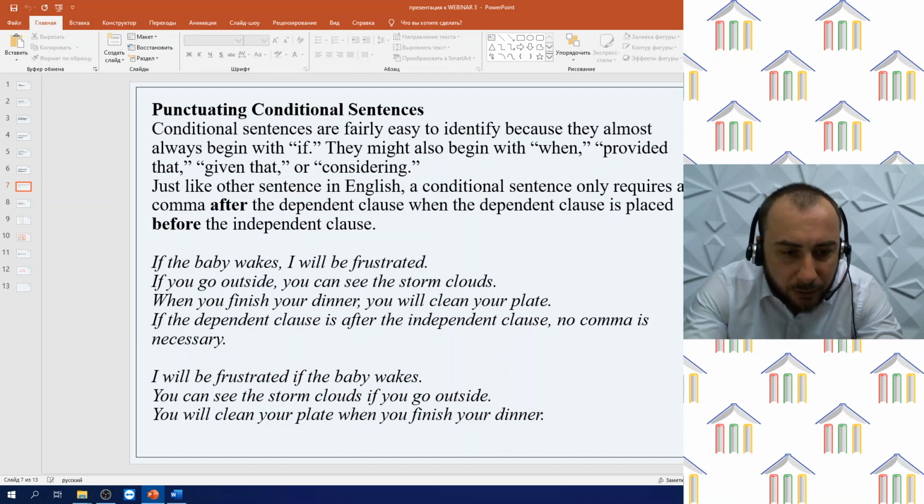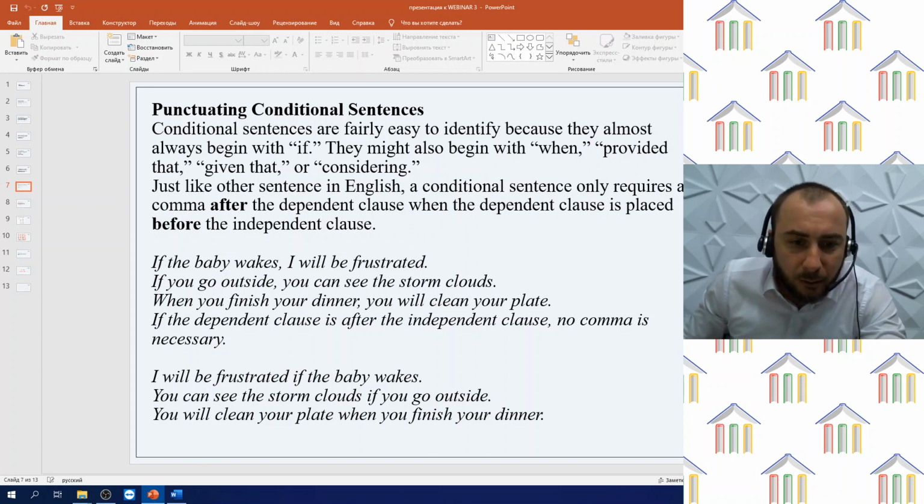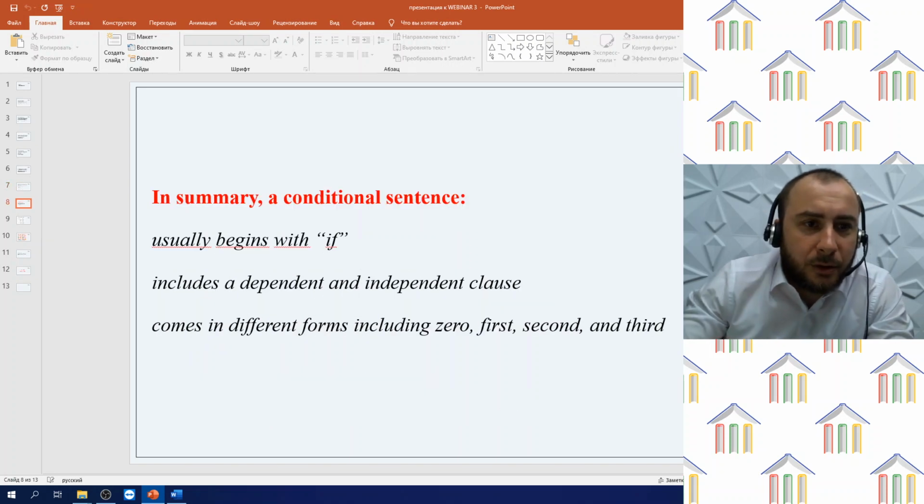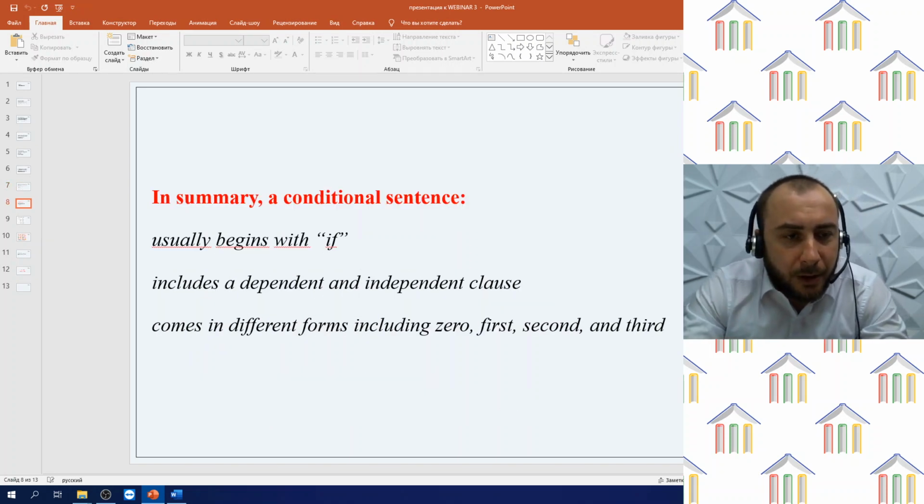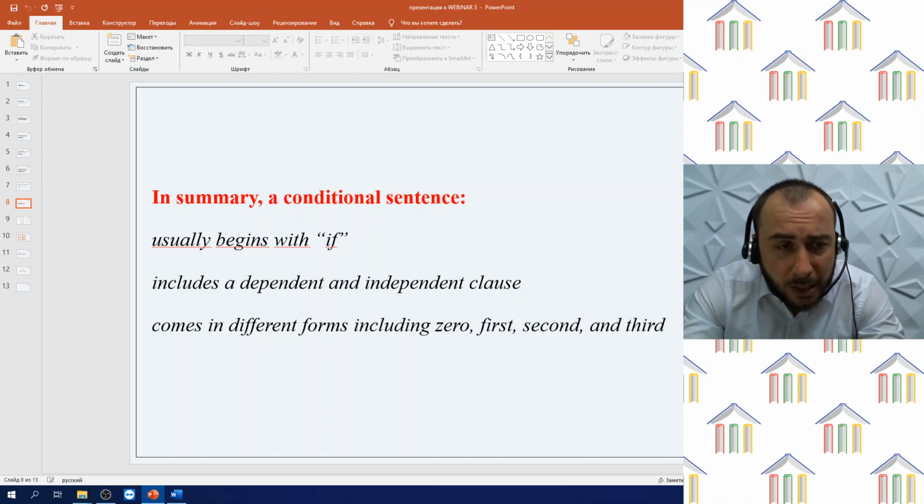I will be frustrated if the baby wakes. You can see the storm clouds if you go outside. You'll clean your plate when you finish your dinner. So, in summary, a conditional sentence usually begins with if. It includes a dependent and independent clause, and comes in different forms including zero, first, second, and third.